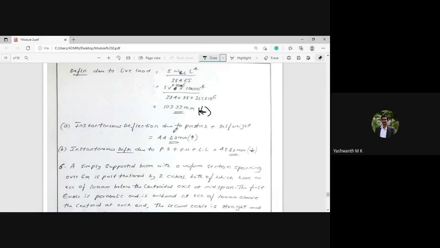That means whatever the final answer you are going to obtain will be minus 44.63 millimeter. So the upward deflection will be predominant, or the net deflection will be upward only. Hence 44.63 millimeter, which I am going to notate with an upward arrow mark.